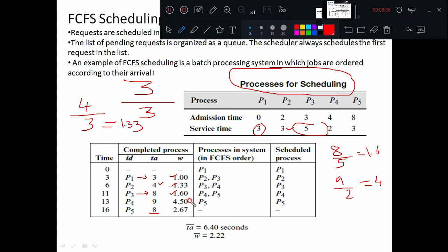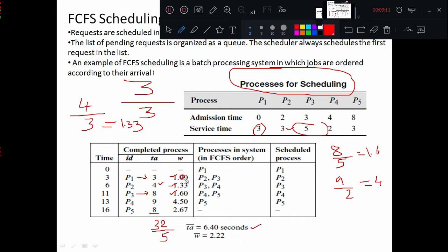So finally we will calculate the mean turnaround time. What is the mean turnaround time? It is the average of all turnaround times. So you just sum these turnaround times. 3 plus 4 is 7, 7 plus 8 is 15, 15 plus 9 is 24, 24 plus 8 is 32. So 32 divided by how many turnaround times you have? Total 5. There are 5 processes, so 5 turnaround times. So 32 divided by 5 is 6.4 seconds.